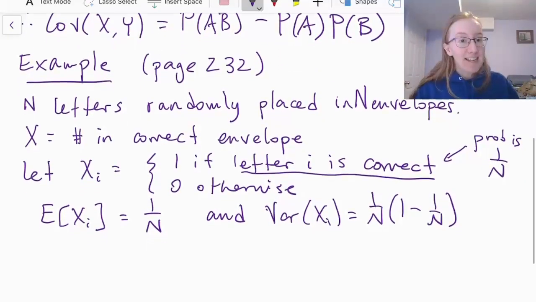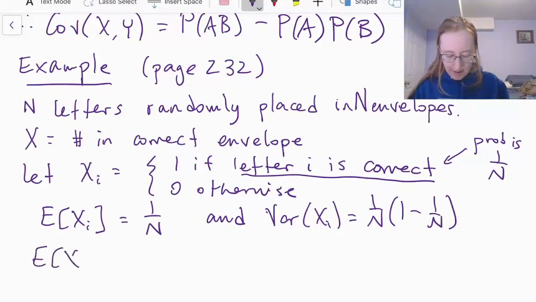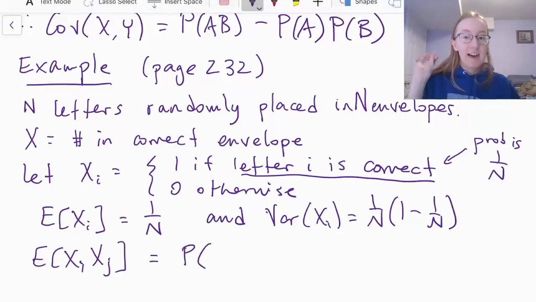But for the covariance, that's when we need to be a little bit more careful. So if we want E of xi times xj, this is going to be the probability that both letter I and letter j are correct.